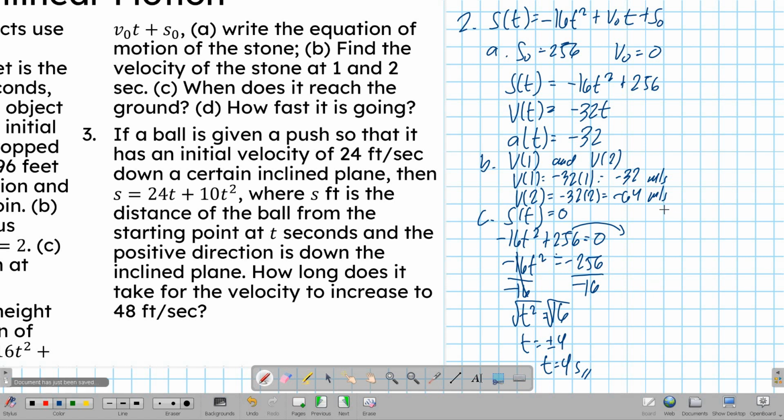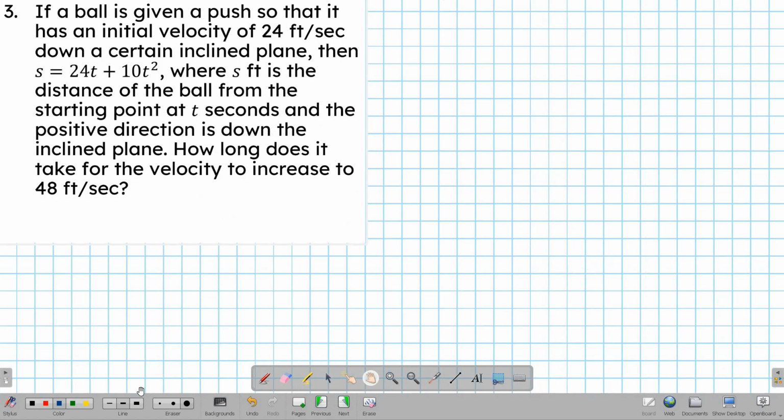And finally, in letter D, how fast is it going when it reaches the ground? That's the velocity at 4 seconds. So we're going to simply have negative 32 times 4, which gives us negative 128 meters per second. That's your answer in number 2. Alright, let's figure that out for our last problem, number 3.